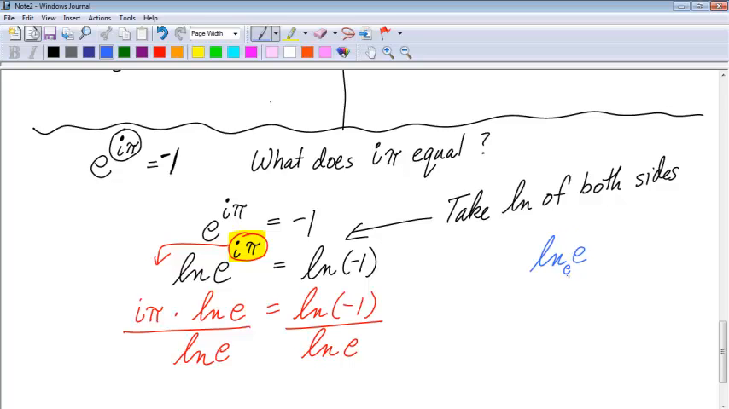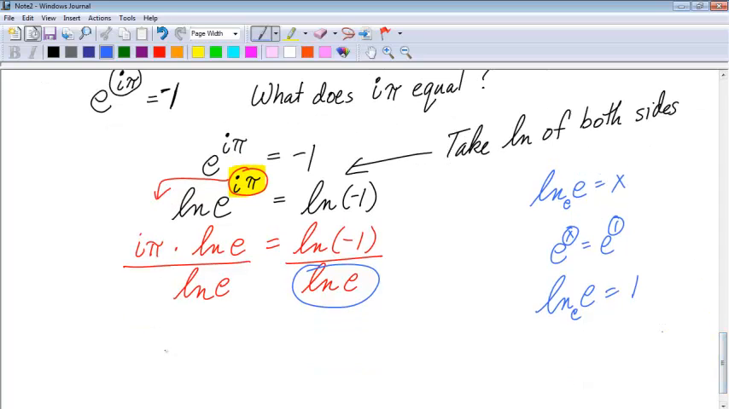Now this is logarithmic form, go to exponential. It's e to what power equals e? 1, right? If those bases are the same, then x equals 1. So the natural log of e is 1. It's got to be 1. So i pi equals the natural log of -1.